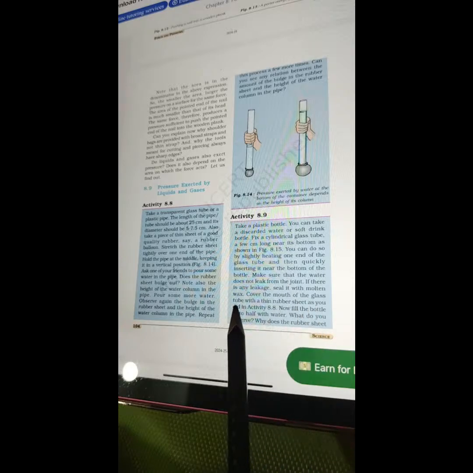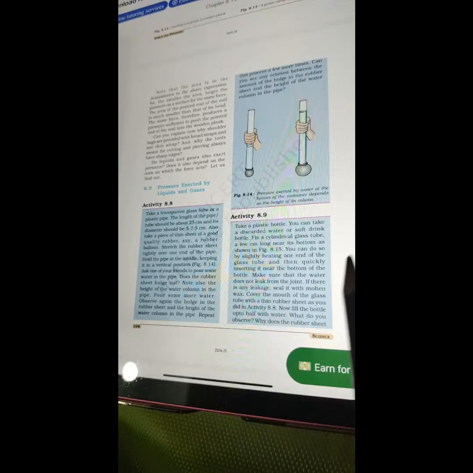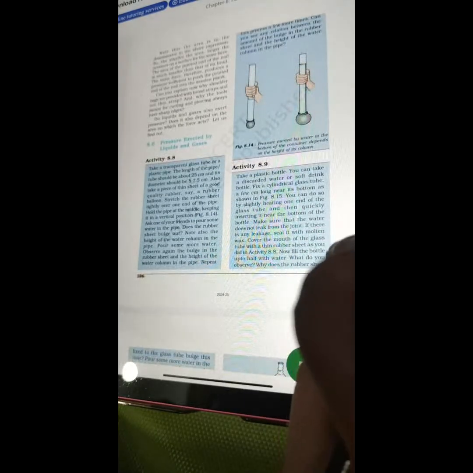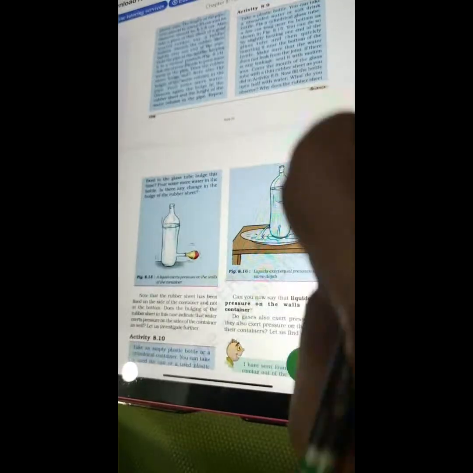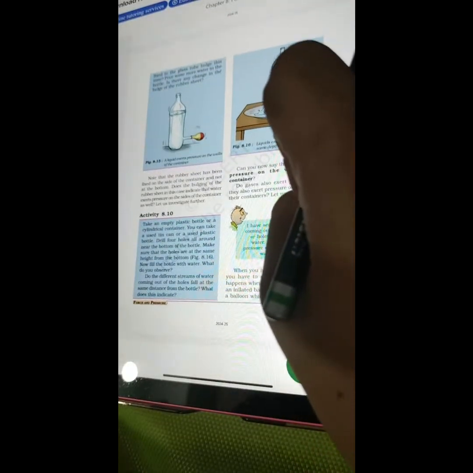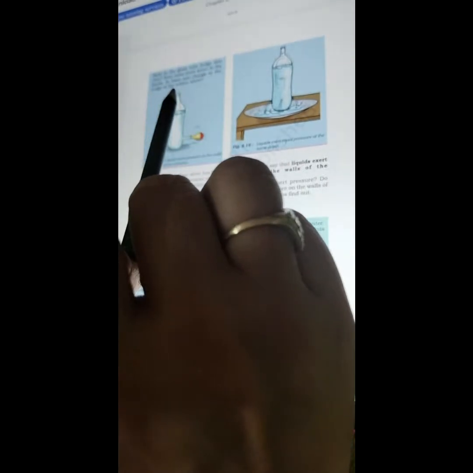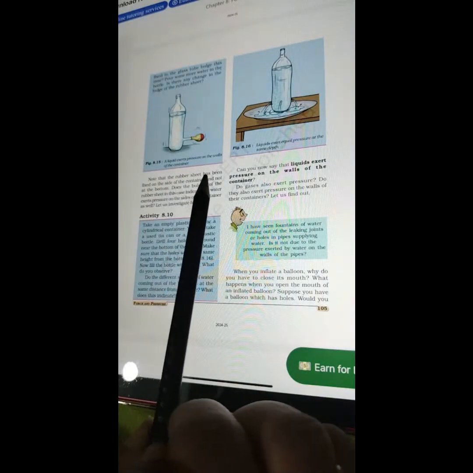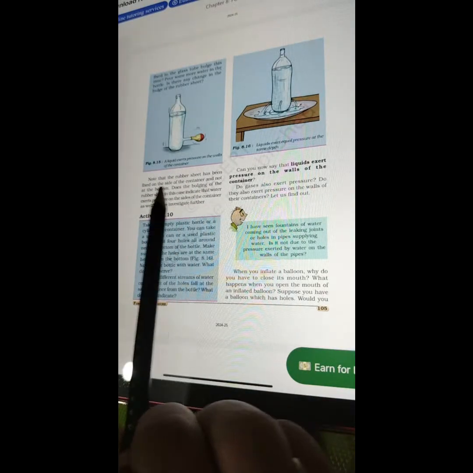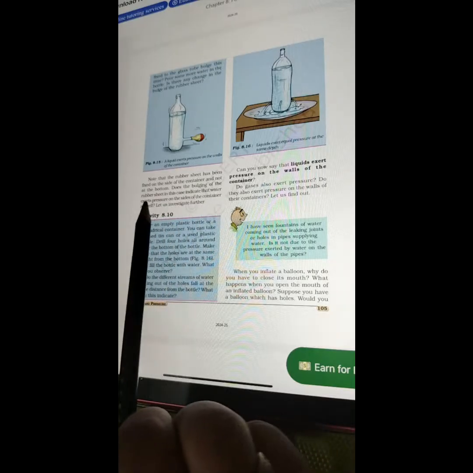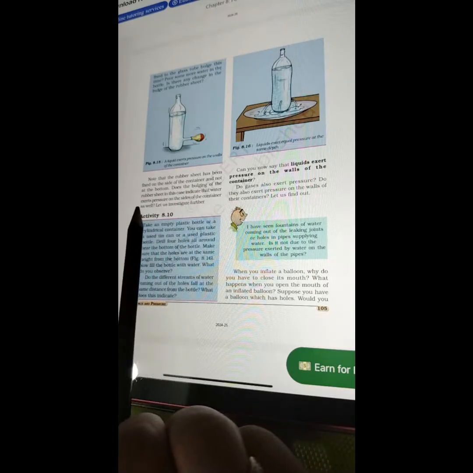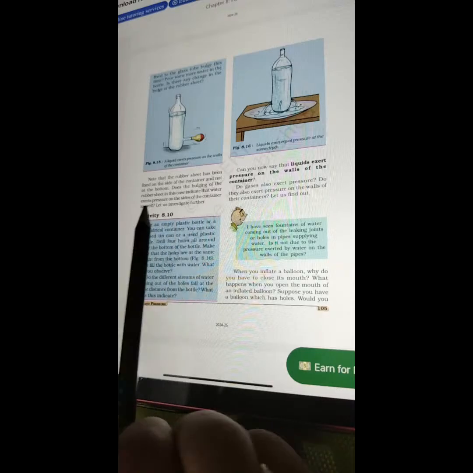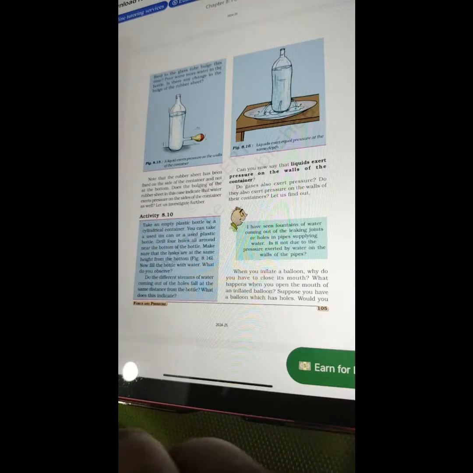Cover the mouth of the glass tube with a thin rubber sheet as you did in Activity 8.8. Now fill the bottle up to half with water. What do you observe? Why does the rubber sheet fixed to the glass tube bulge this time? Pour some more water in the bottle. Is there any change in the bulge of the rubber sheet? Note that the rubber sheet has been fixed on the side of the container and not at the bottom. Does the bulging of the rubber sheet in this case indicate that water exerts pressure on the sides of the container as well? Let us investigate further.